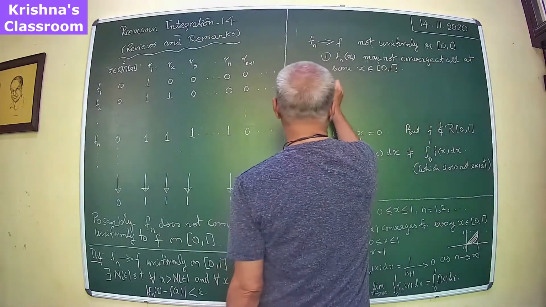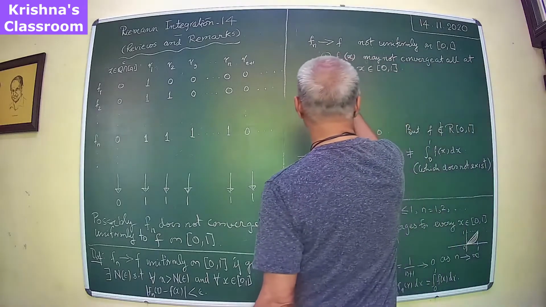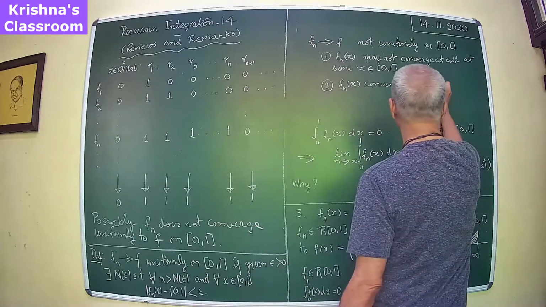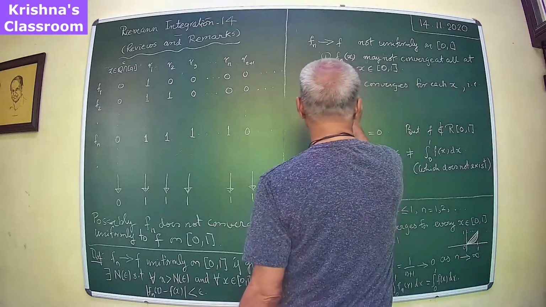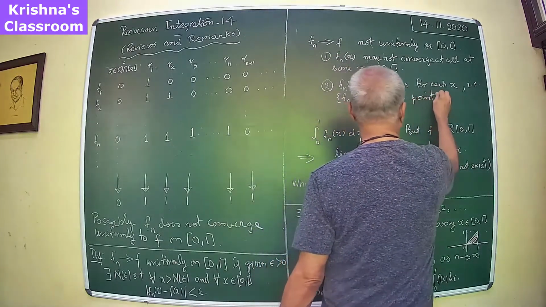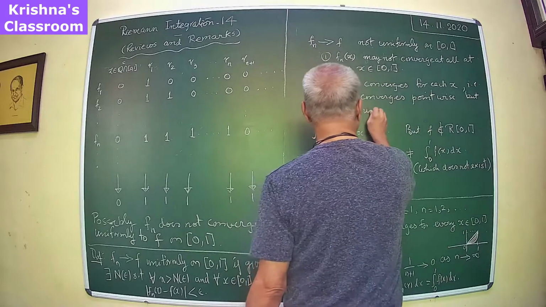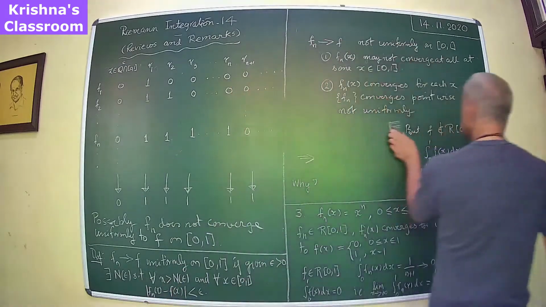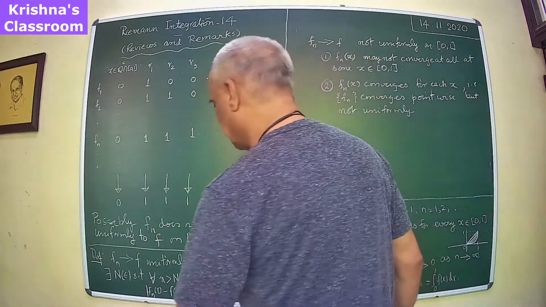Either this, or the second possibility is that Fn x converges for each x, that is, the sequence Fn converges pointwise, but not uniformly. What does it mean? It means the following. See, it's a negation of this statement. What will be the negation of this statement?